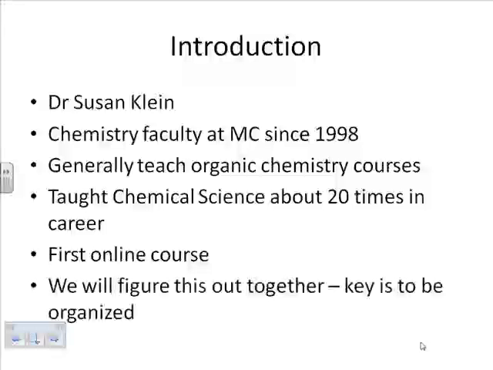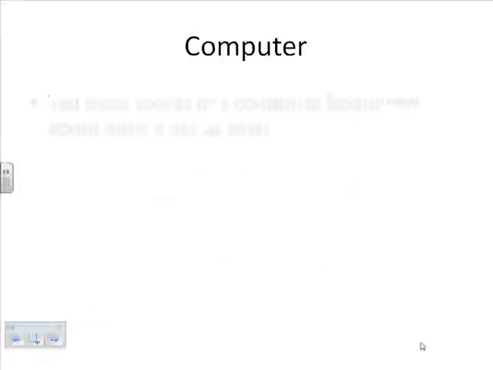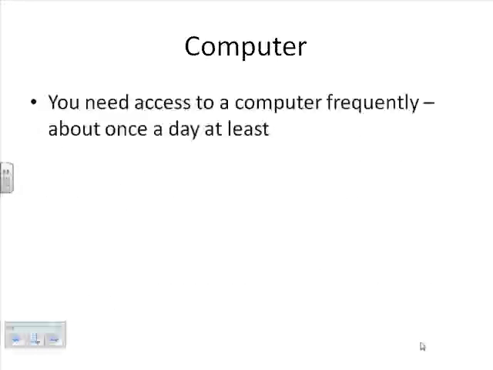So we're going to have to figure out how things work together. The most important thing is for me to be incredibly organized. So we're going to work really hard at that to be sure that you can find everything that you need to find and you can figure out what's expected of you. So let's talk about some requirements of the computer and some logistical things.